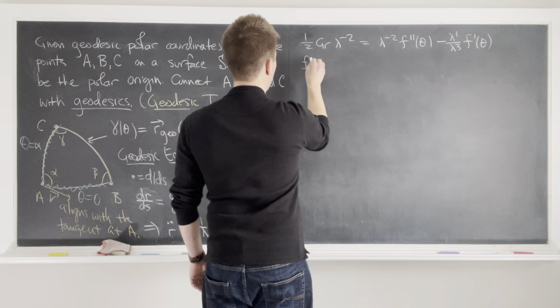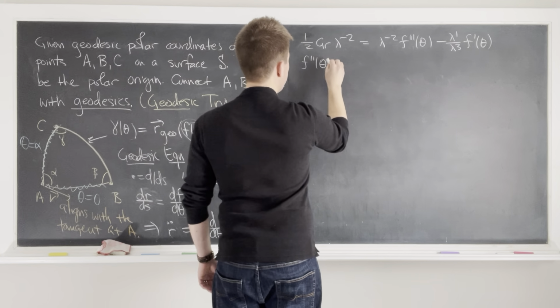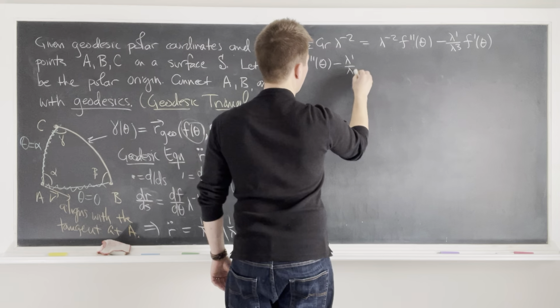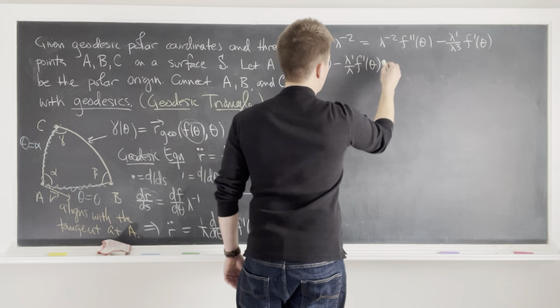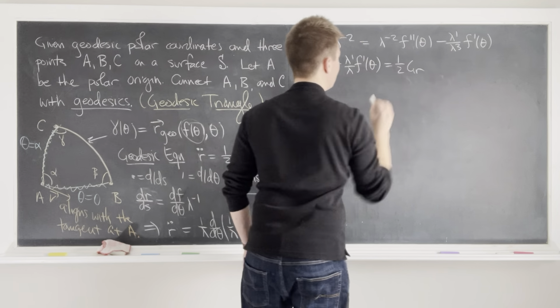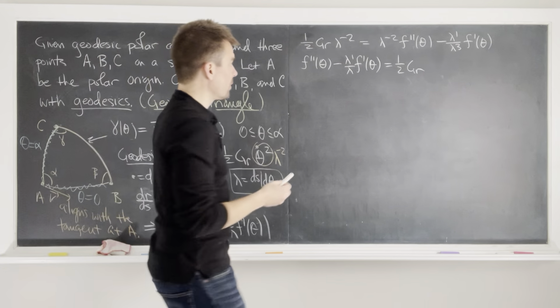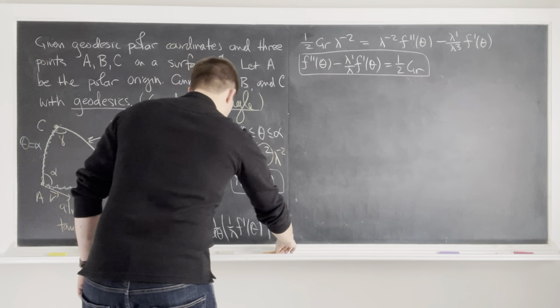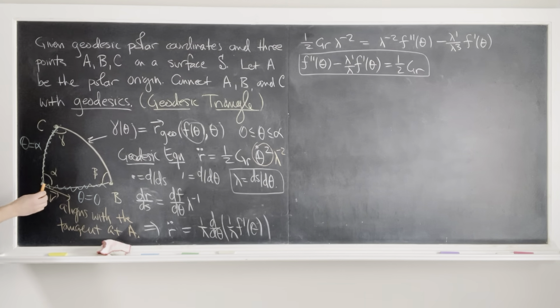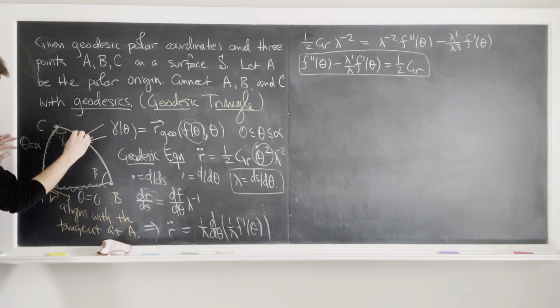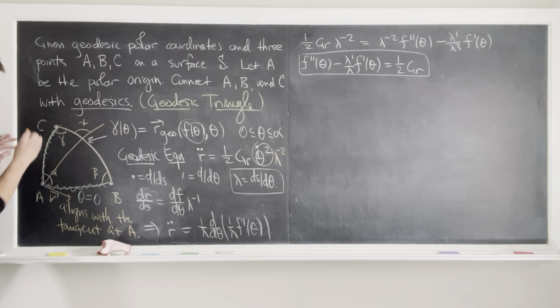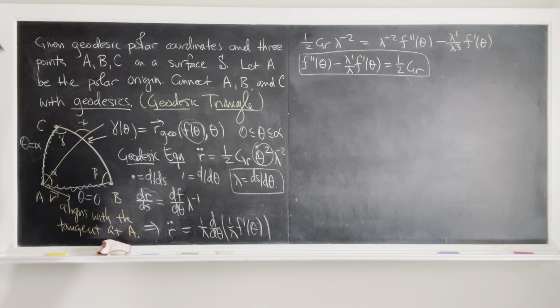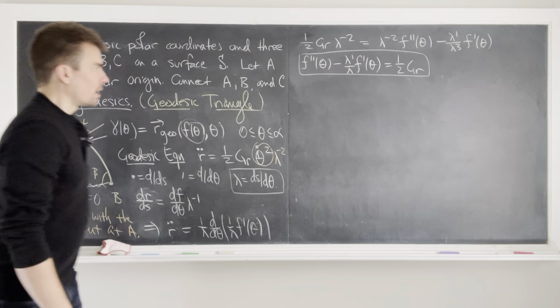We can conclude that f double prime of theta minus lambda prime over lambda, f prime of theta is equal to 1/2 of gr. Okay? That's beautiful. That gives me a differential relationship for gr, right? Now what I'm going to do is define an angle over here. This is going to be my angle over here, psi. Okay? So what is psi? Psi is the angle between gamma dot and sigma r, or gr.